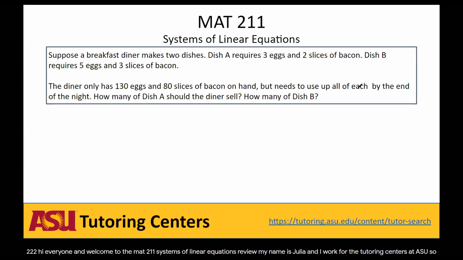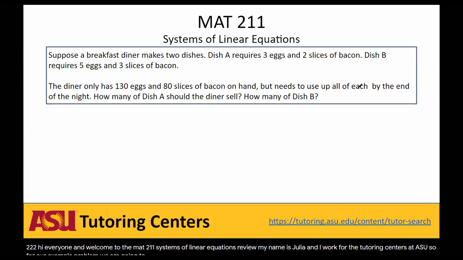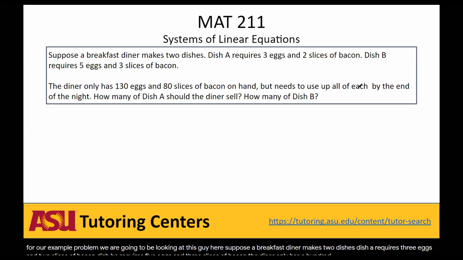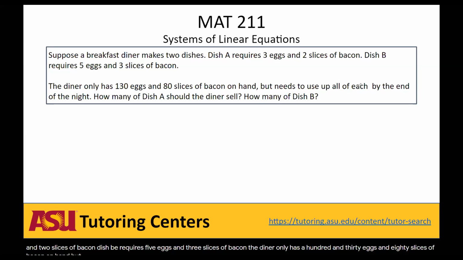So for our example problem, we are going to be looking at this guy here. Suppose a breakfast diner makes 2 dishes. Dish A requires 3 eggs and 2 slices of bacon. Dish B requires 5 eggs and 3 slices of bacon. The diner only has 130 eggs and 80 slices of bacon on hand, but needs to use up all of each by the end of the night. How many of dish A should the diner sell? How many of dish B?